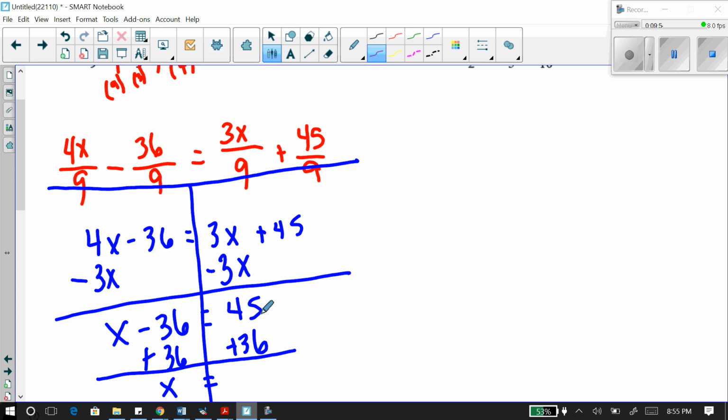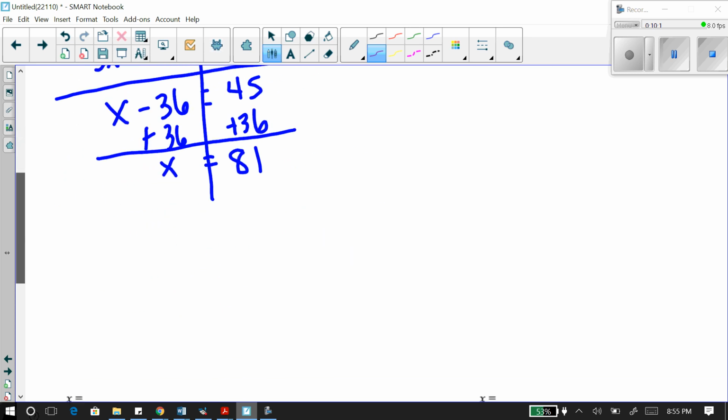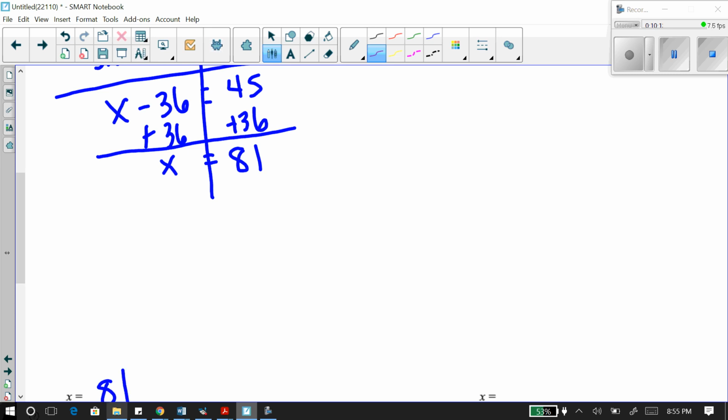equals 81. So that one was a little bit harder because we had to find LCMs for multiple fractions, right? But same process, just takes us a little bit longer. So make sure in your box you type x equals 81. So all the way down there, you want to put an 81 in.